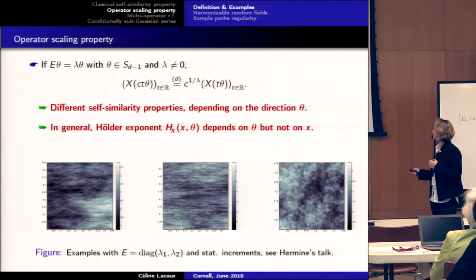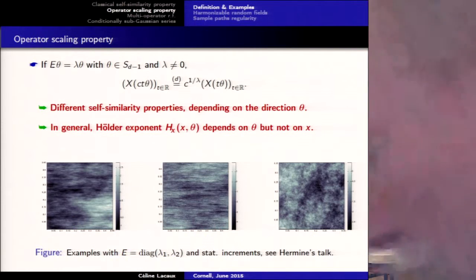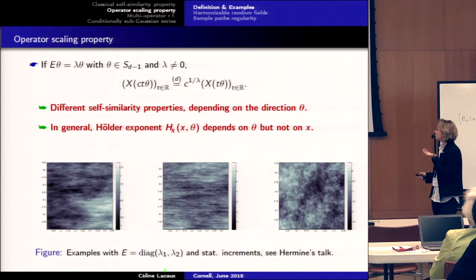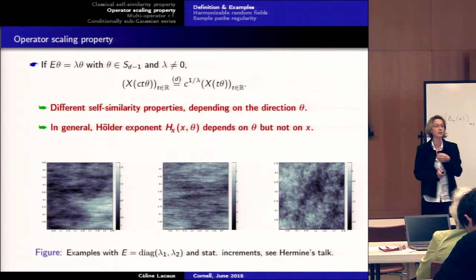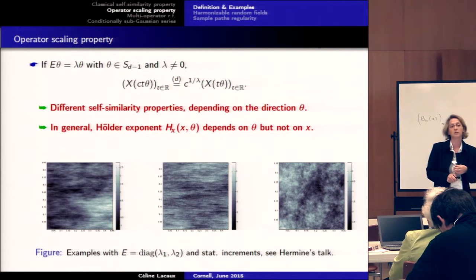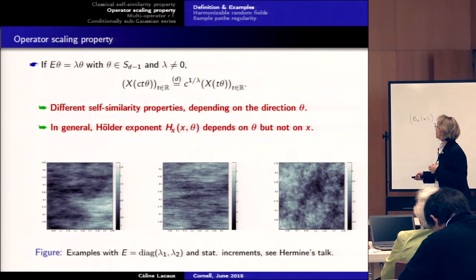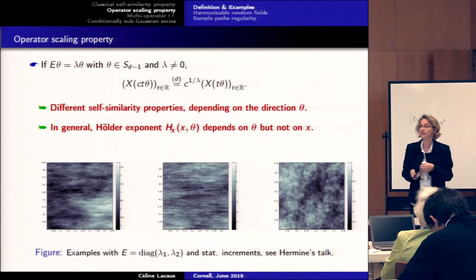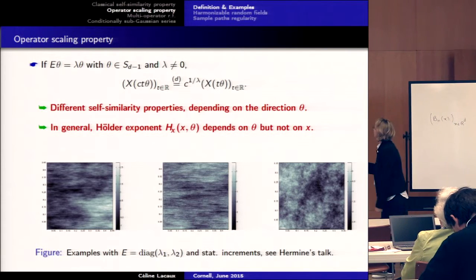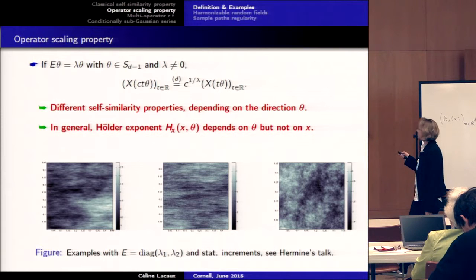Here are three different textures for the diagonal matrix, for several choices of lambda 1 and lambda 2, done by an extension of the method of Stein. I think Hermine will present the method more precisely, and she will maybe give exactly the same picture.